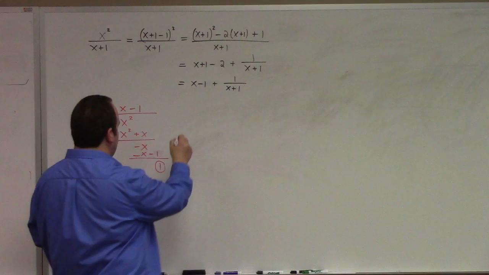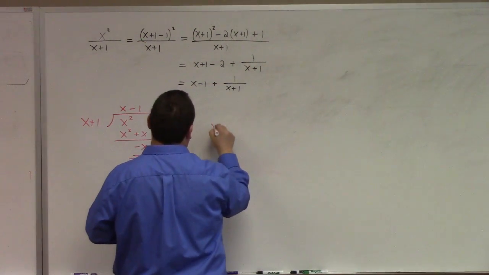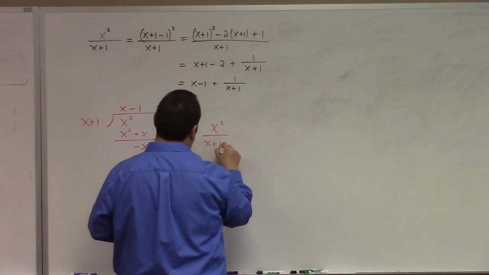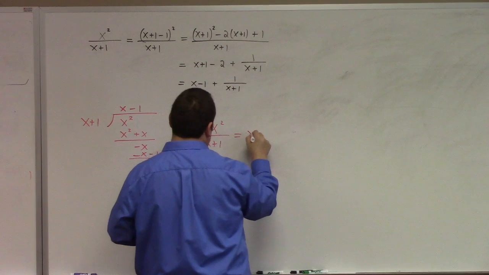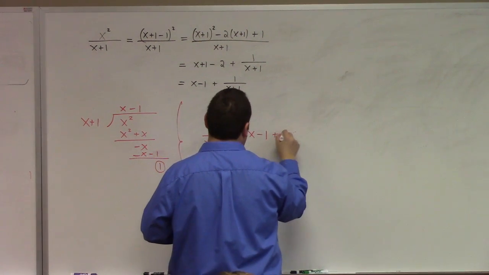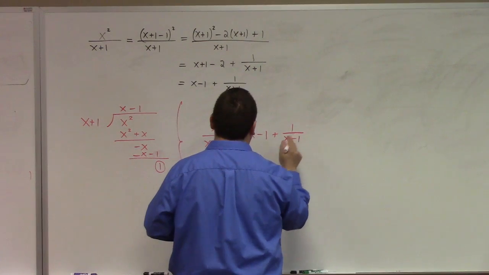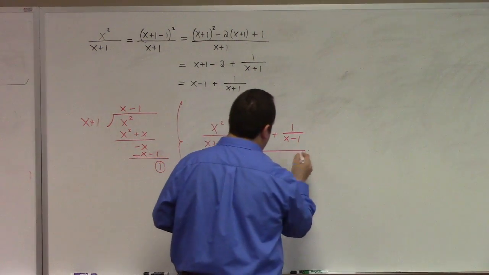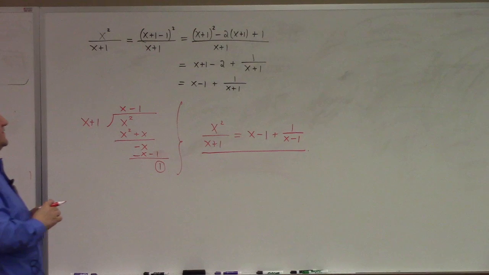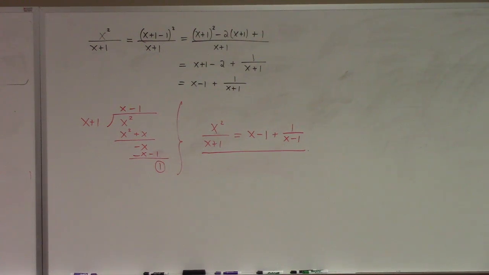So all of this also tells me that x squared over x plus 1 is equal to x minus 1 plus 1 over x minus 1. Now certainly long division is the tool of choice for more complicated examples, but this adding zero technique is especially useful for really short long division problems.